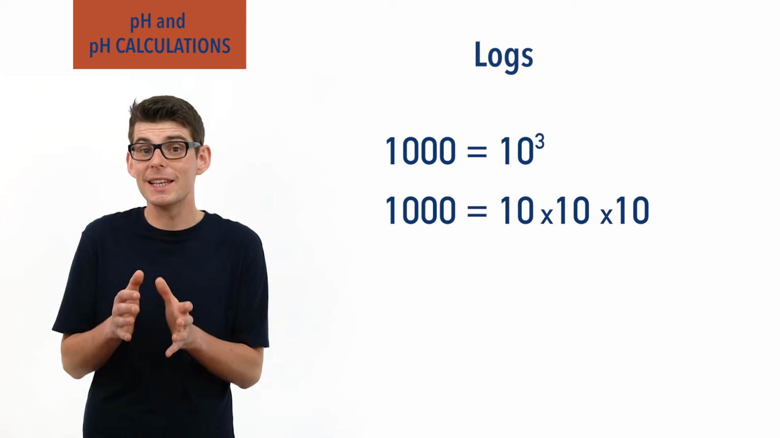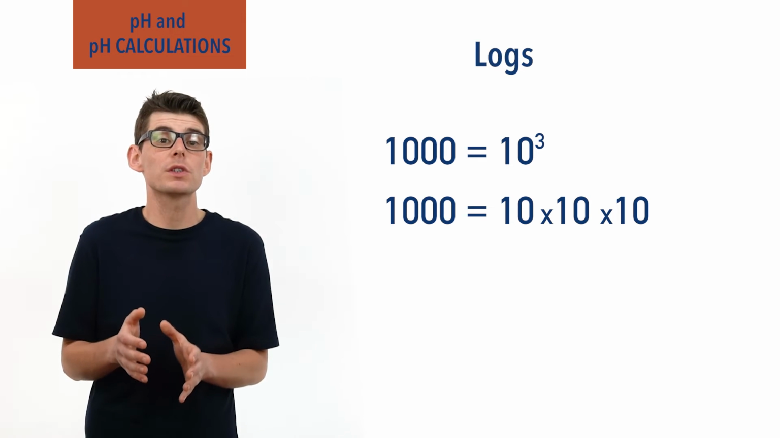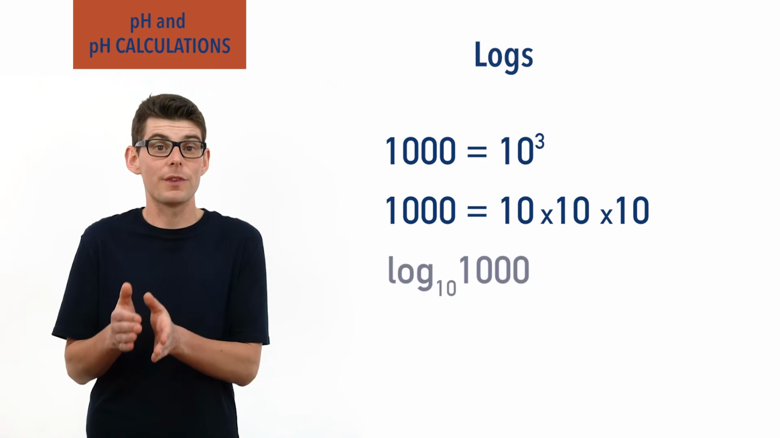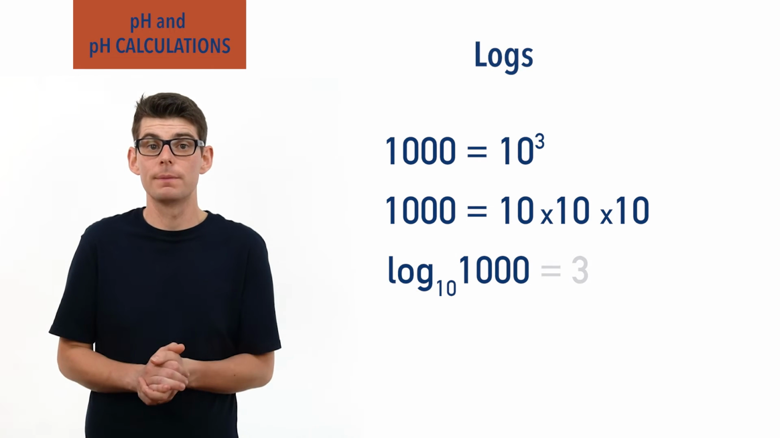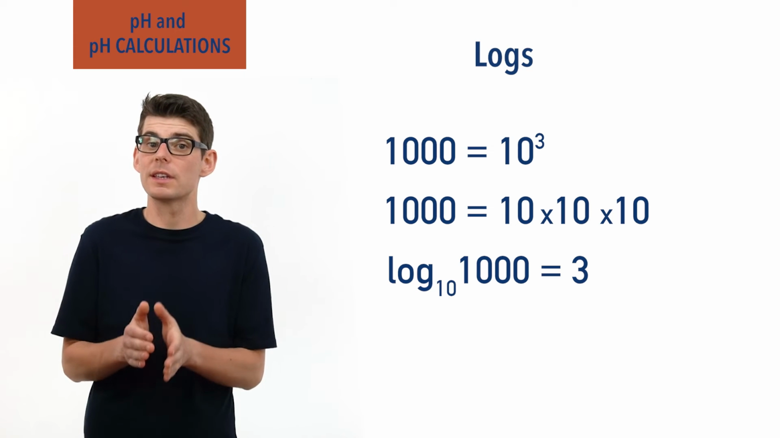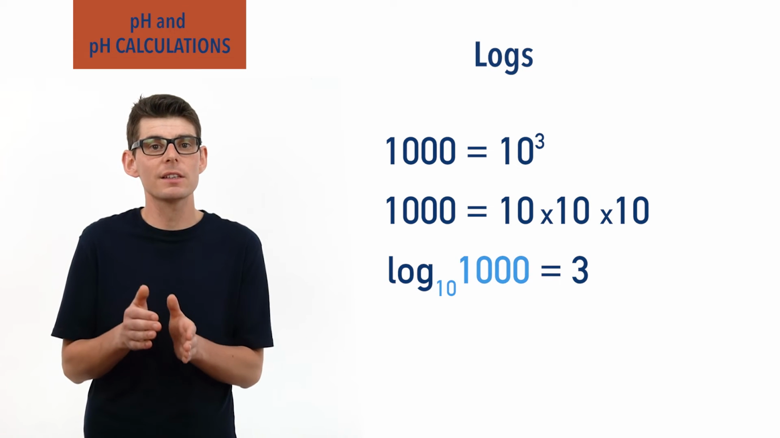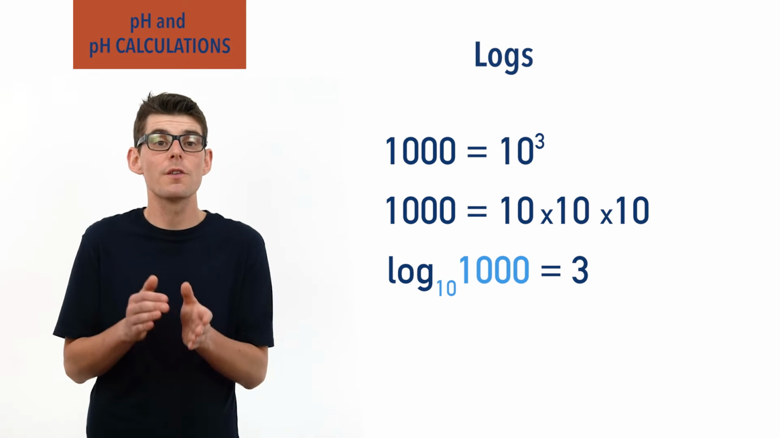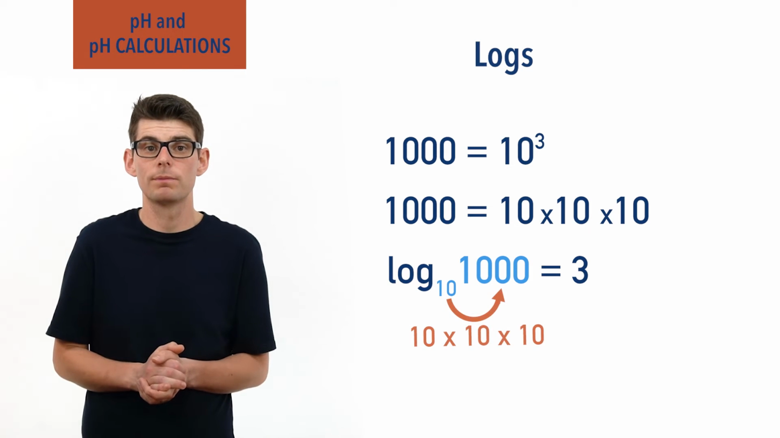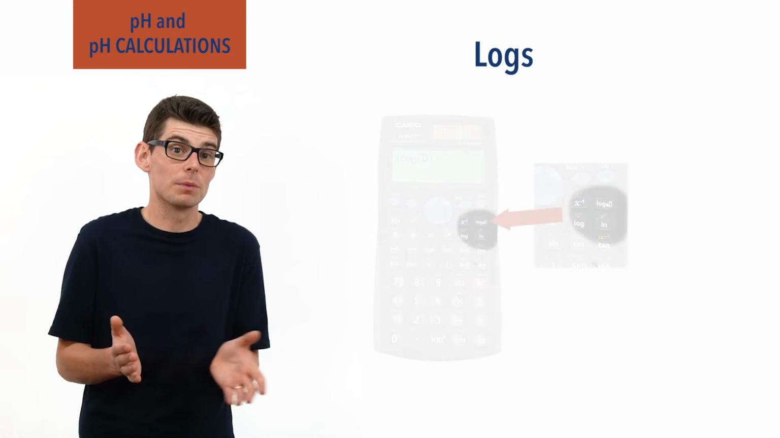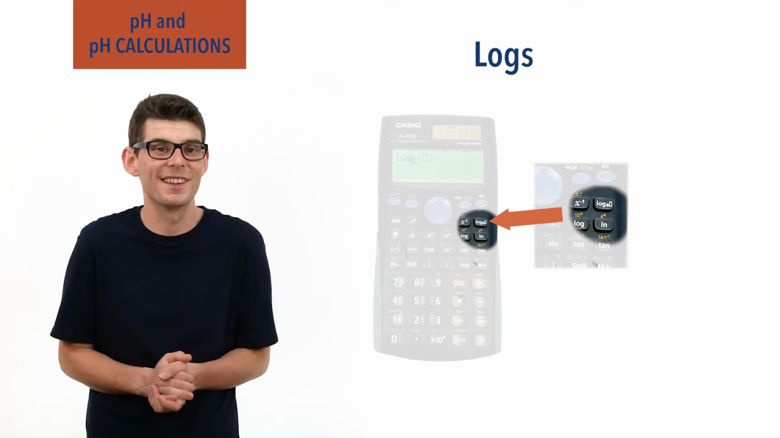This can be written in a different way, using what is called a log function. Log 10, 1,000 equals 3. This tells us that to get from 10, the base, to 1,000, 10 has to be multiplied by itself 3 times. The log function can be found on your calculator as, surprise, surprise, log.